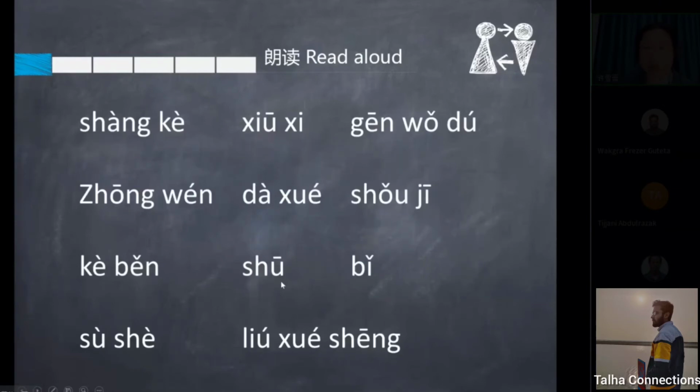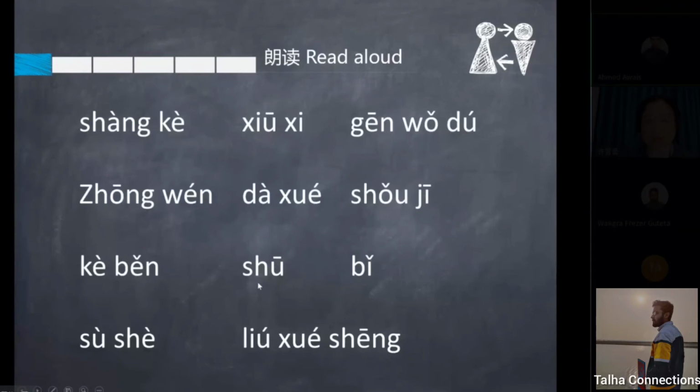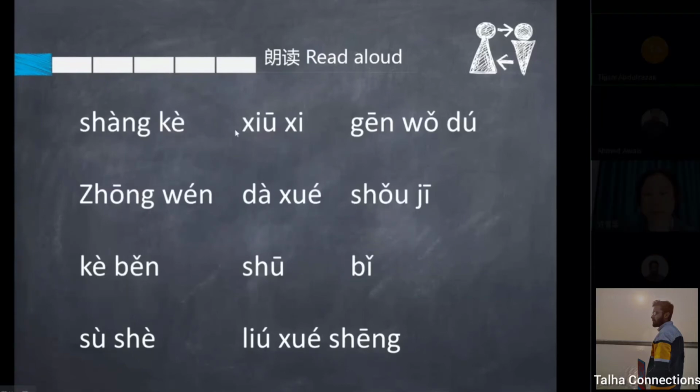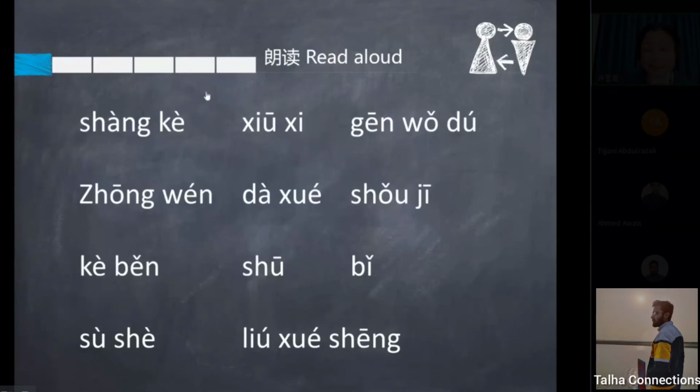书 means book. Student: Ma'am, what does it mean? Book, books. Yeah, book or books, B-O-O-K. Yeah, next one.